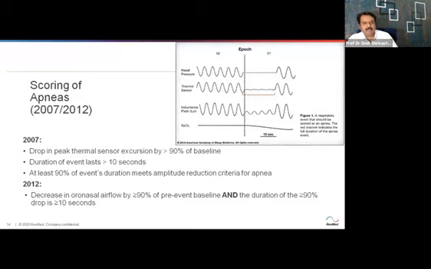In 2012, the thermal sensor was replaced by the oronasal airflow, and the duration of the 90% drop was more than 10 seconds. And obstructive apnea should be an apnea with continued and increased respiratory effort, that is, it should be followed by increased respiratory effort.